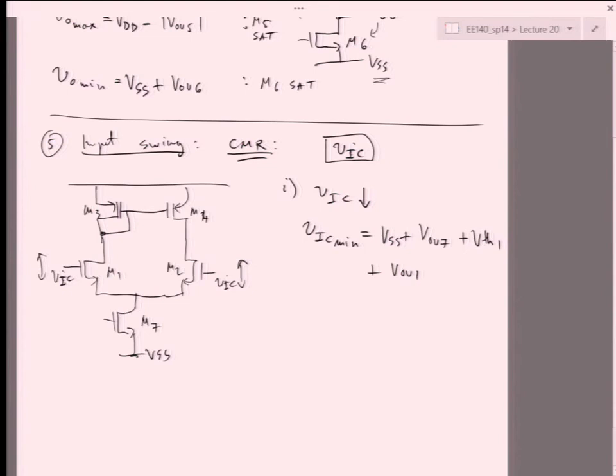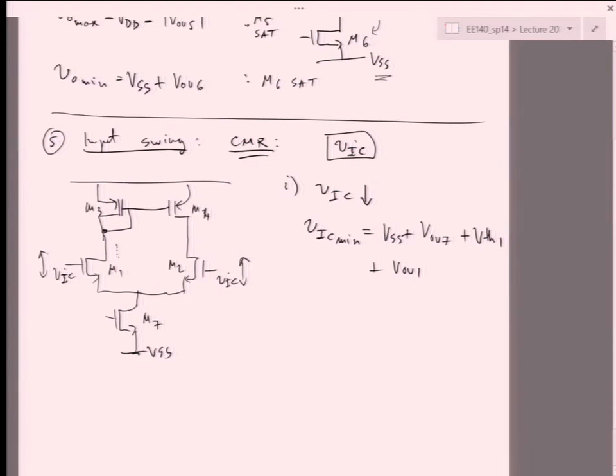Right? So both are moving at the same time. So the same current is flowing through both branches, which is I bias over 2. All right. Okay, so this is the condition for M7 in SAT. What's the second transistor that's critical?